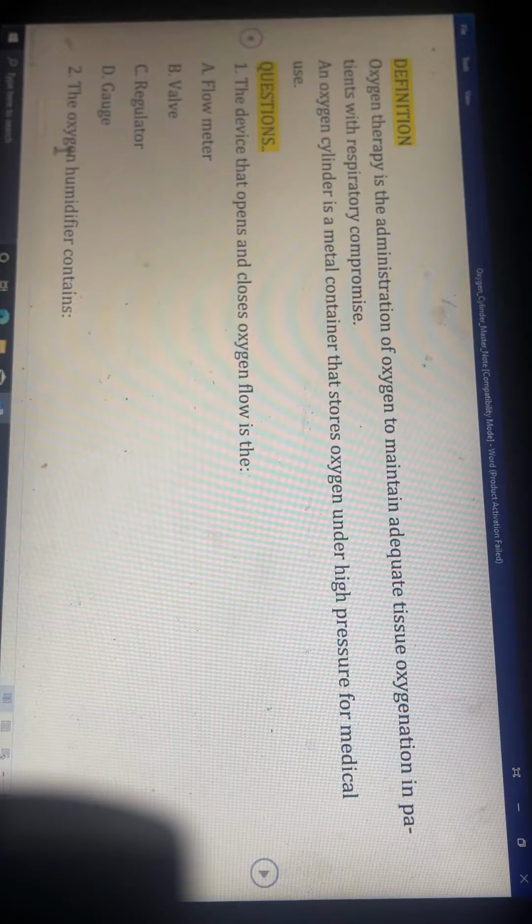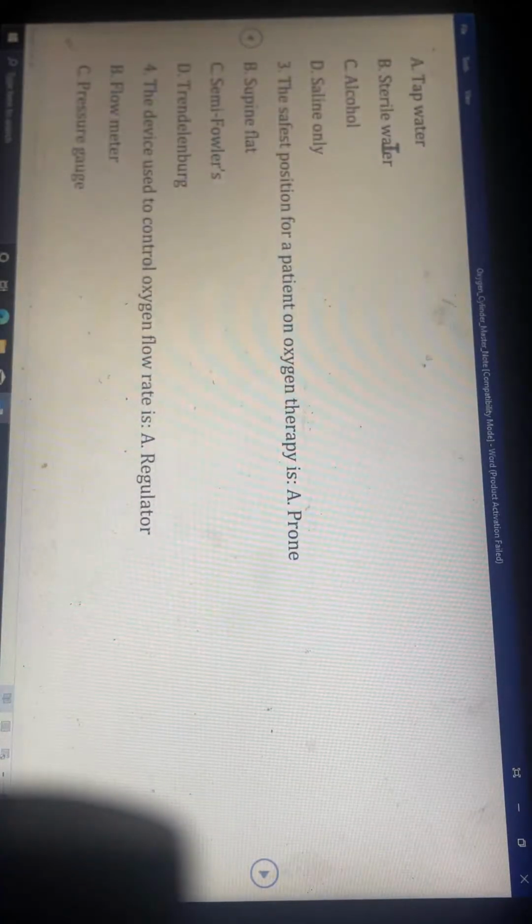Now, number 2 question: the oxygen humidifier contains A, tap water, B, sterile water, C, alcohol, D, saline water. What is the right answer? So if you choose saline water, you are wrong. If you choose alcohol, you are wrong. If you choose tap water, you are wrong. So the right answer is what?